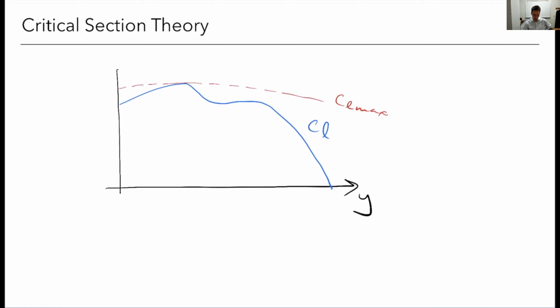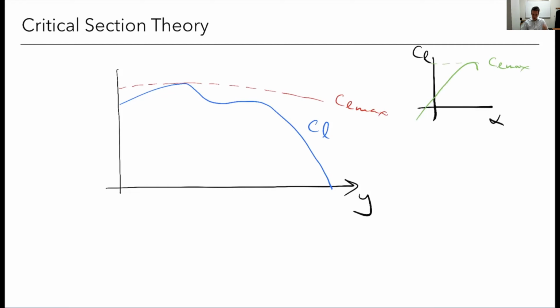Okay, so what critical section theory tells us, remember, let me draw this plot here. Here's an airfoil, angle of attack, CL, and the curve is going to look something like this, right? So CL max is this point here. That's CL max. That doesn't change with angle of attack, so that thing is a constant.